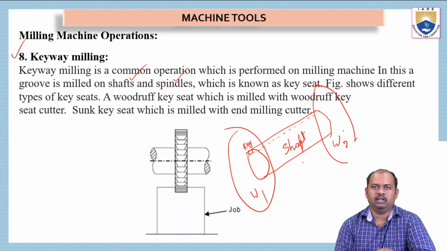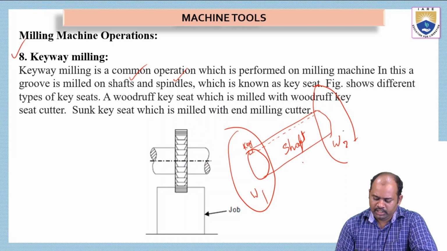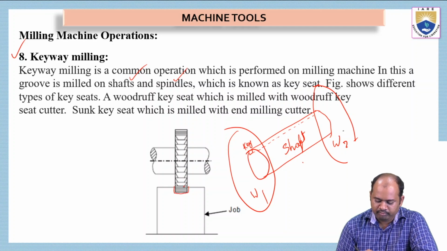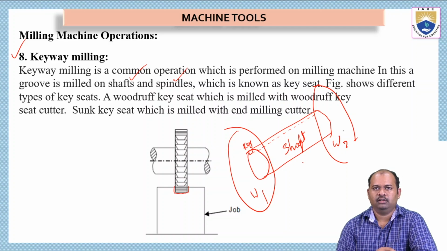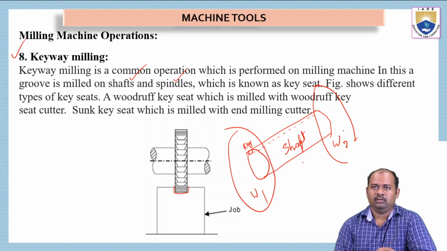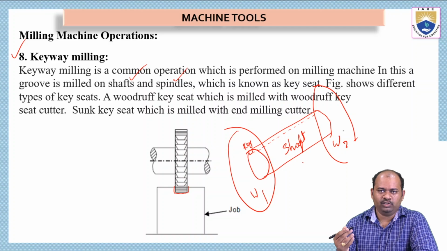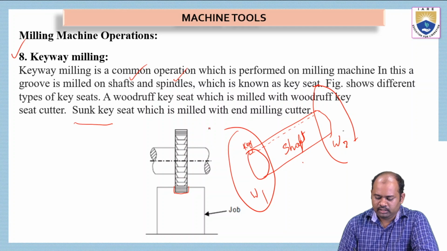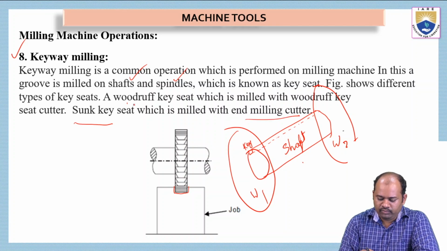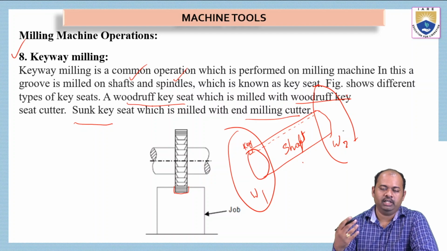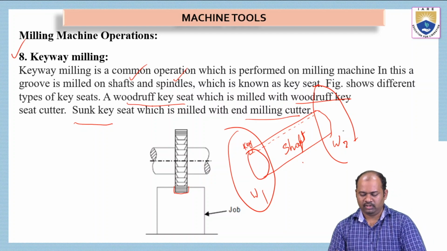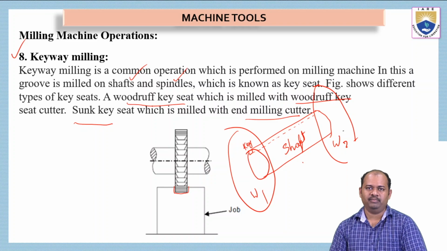The figure shows different types of keys. See here, this is the keyway that is milled on the surface of the workpiece. A woodruff key seat is milled with a woodruff key seat cutter. A sunk key seat is milled with the end milling cutter. So there are two different types of milling tools used for different operations: sunk key is milled with an end milling cutter, and woodruff key is milled with a woodruff milling cutter. These are the different types of tools used for a particular type of milling process.